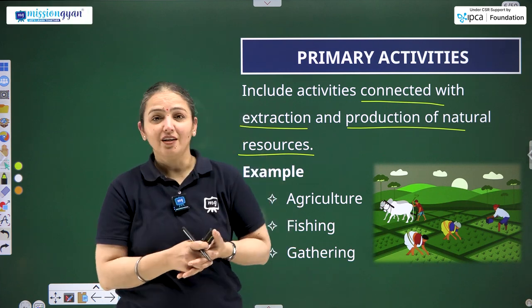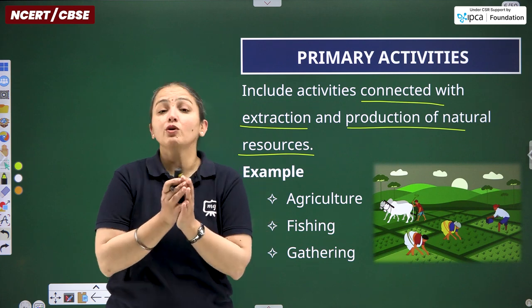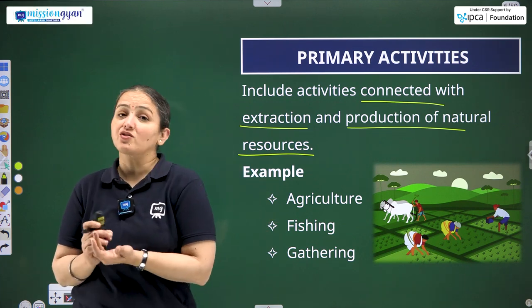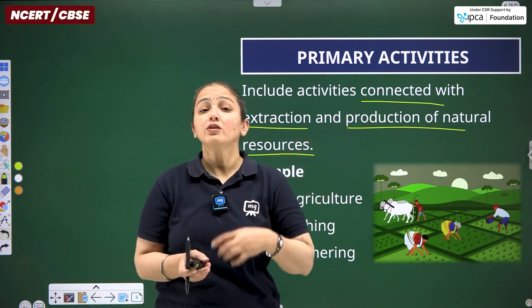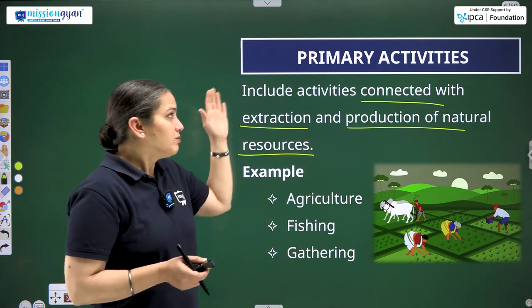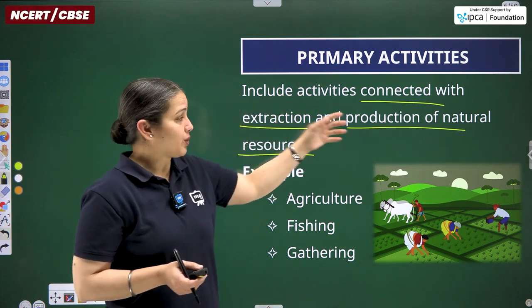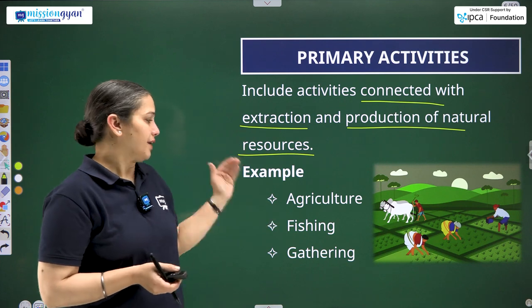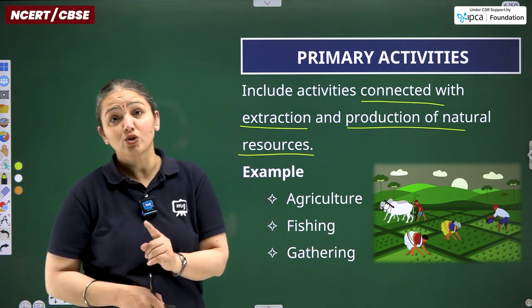From the milk, we are obtaining butter and buttermilk. Then we are also extracting wool. So there are various other things that we are extracting from the animals. And in production, we are talking about the production of crops. So primary activities include the activities connected with extraction and production of natural resources. Examples are agriculture, fishing, gathering, mining, and dairy farming also.